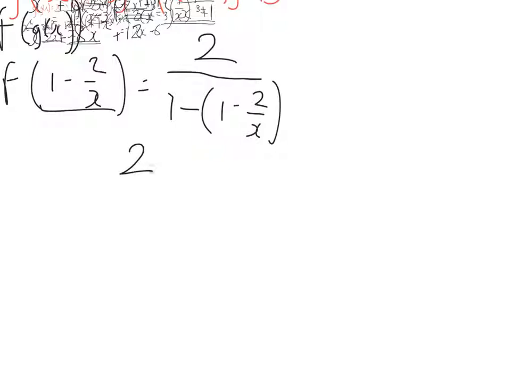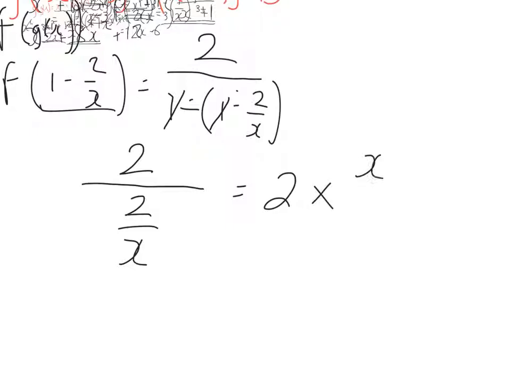So that's 2 over 1 minus 1 cancels out, and a minus times a minus is a plus. So that will be 2 over 2 over x. So 2 divided by 2 over x. So change divide to multiply, flip the second fraction upside down. Those two cancel and give me an answer of x.